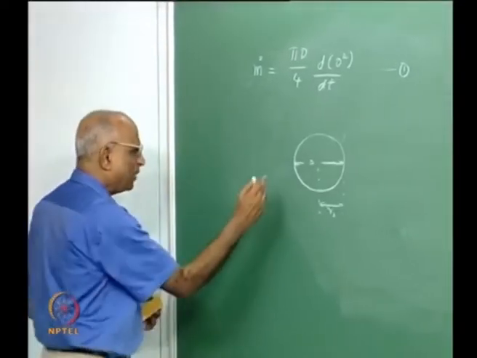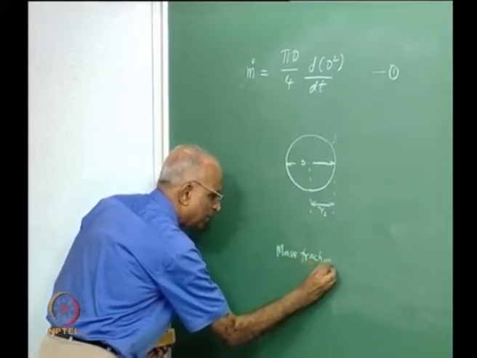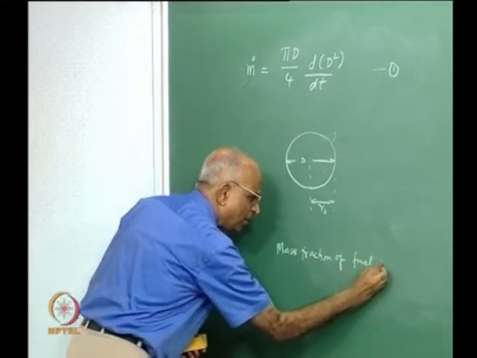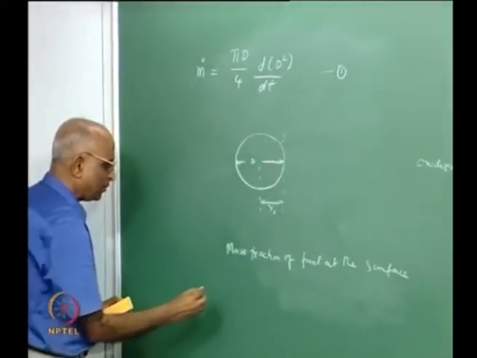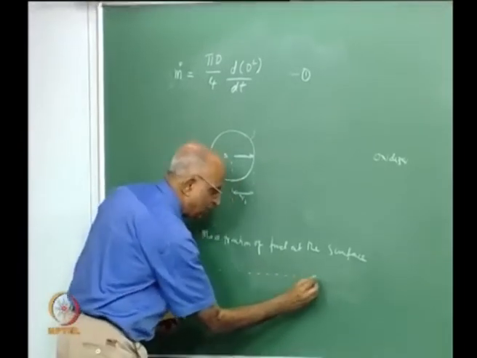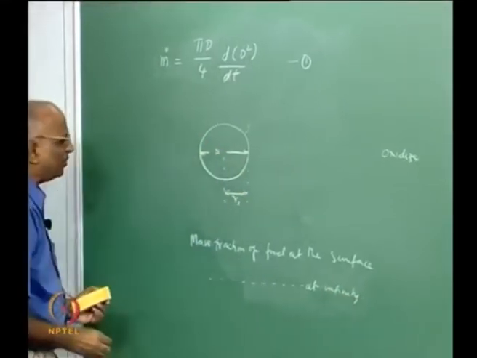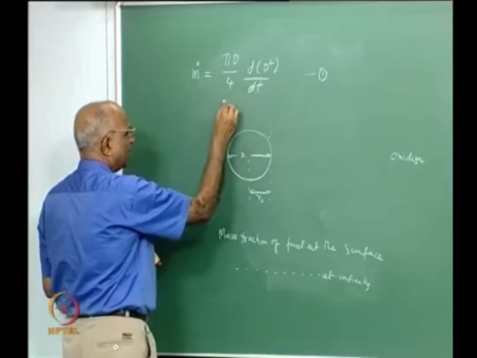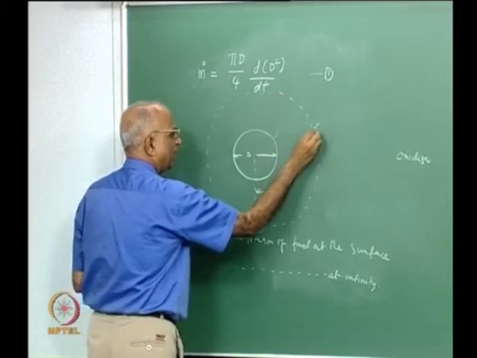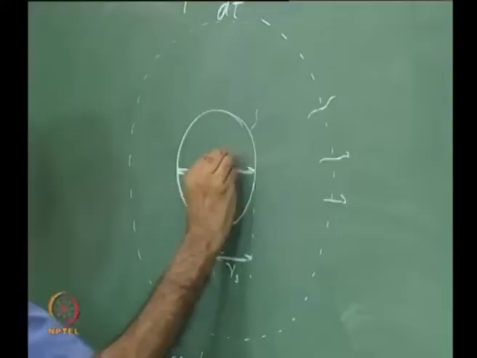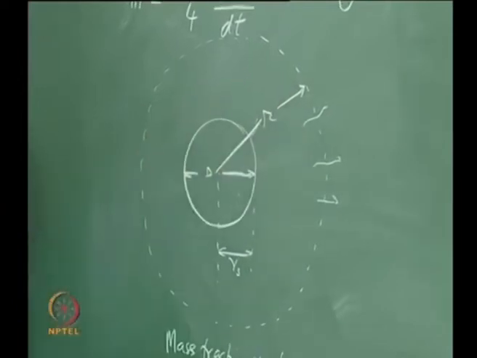In other words, I am now interested in something like a mass fraction of fuel at the surface, and maybe also the mass fraction of fuel at infinity. These are the two things I am interested in. Let us consider the following. Let us take an area A. Let us consider that the droplet is evaporating, and as it evaporates, mass of the fuel is getting vaporized. Let us consider a radius r. Over here some diffusion is happening, something is moving out.